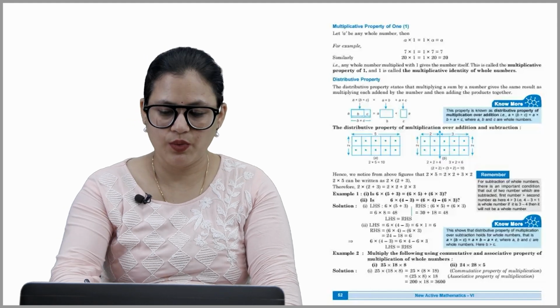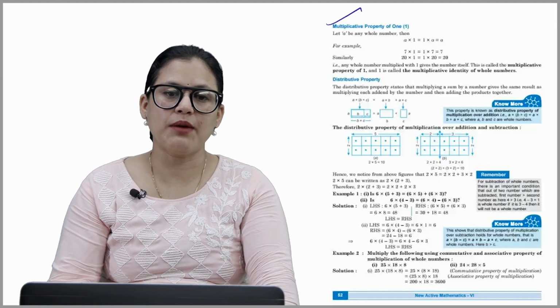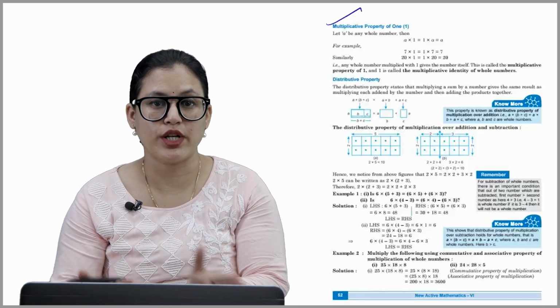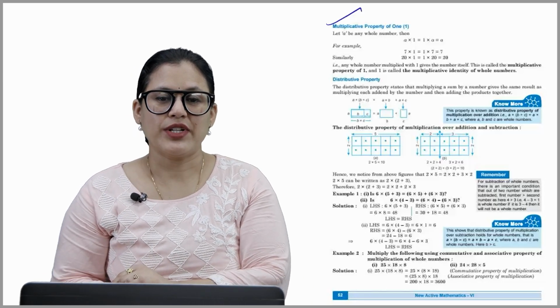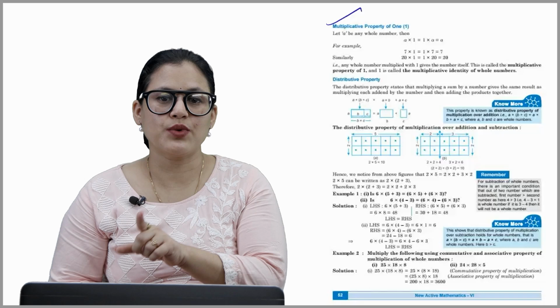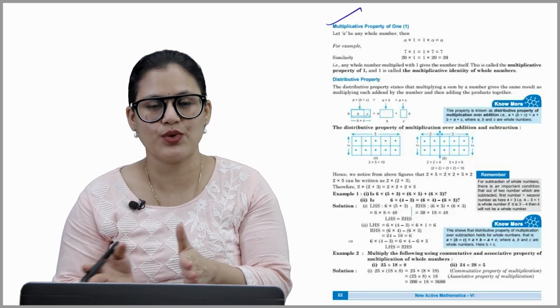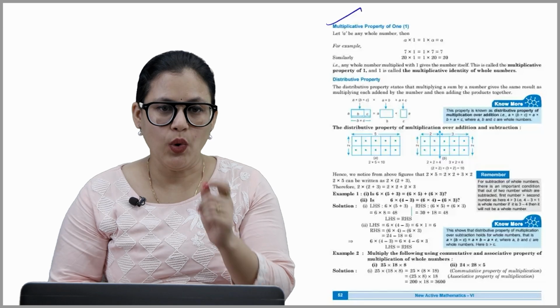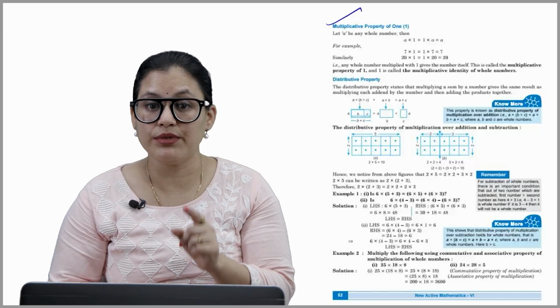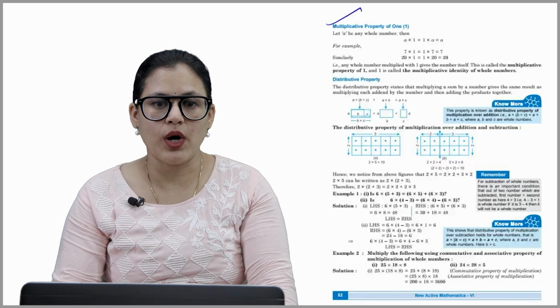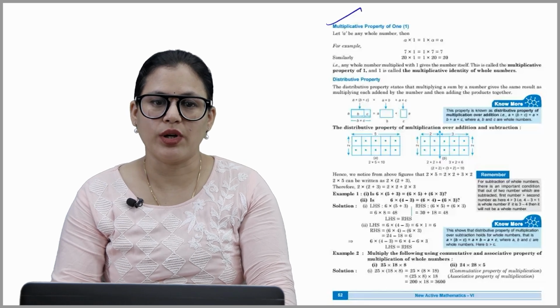Multiplicative property of 1. Let A be any whole number, then A into 1 is equal to 1 into A is equal to A. For example, 7 into 1 is equal to 1 into 7, because the product of 7 into 1 is 7 and 1 into 7 is 7. So, any whole number multiplied with 1 gives the number itself. This is called multiplicative property of 1, and 1 is called the multiplicative identity of whole numbers.